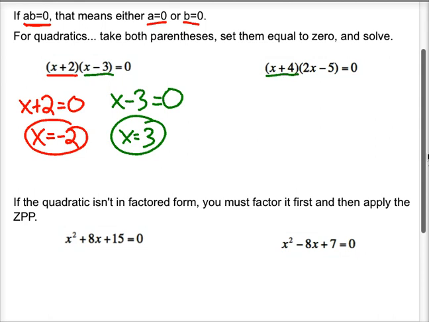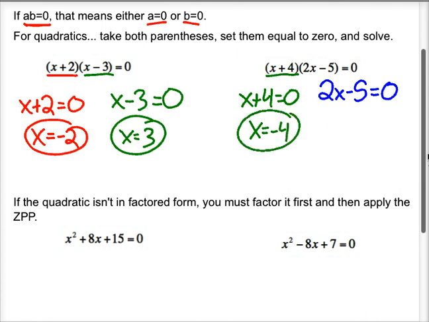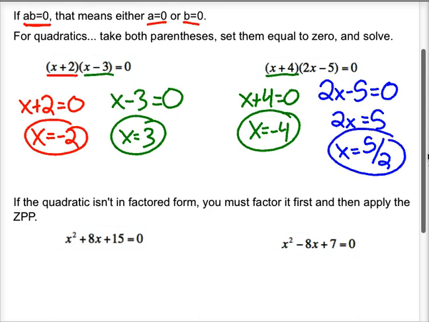Same thing over here. You can take each piece and set it equal to zero. And by the zero product property, this means that x could be -4, because by making that first piece zero, the whole thing would become zero. Or here, we have a little bit of solving to do. I need to add the 5 over to the other side. I need to divide by 2. And that is also a solution because that would make the second piece zero.